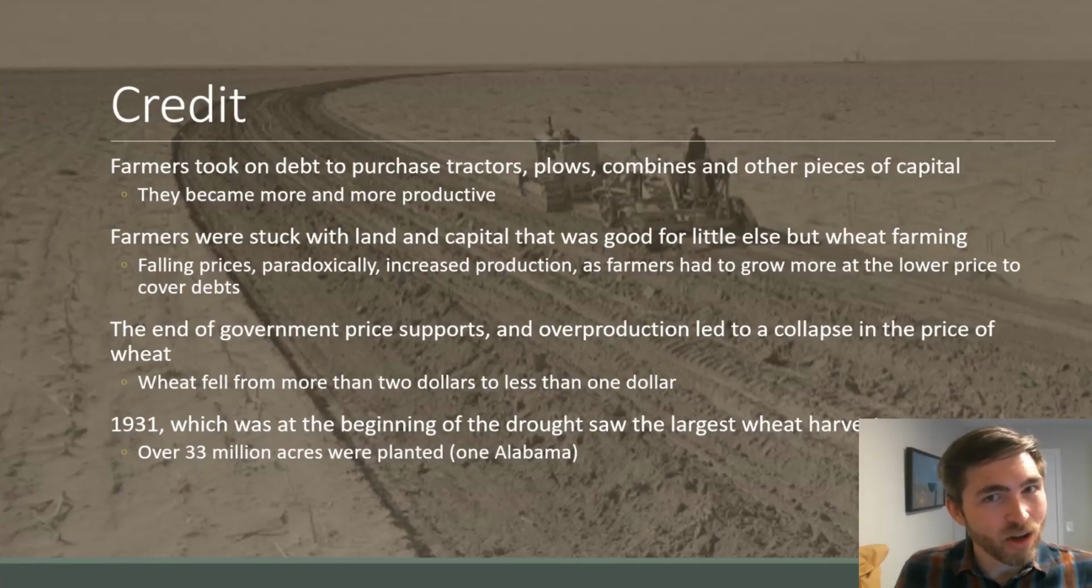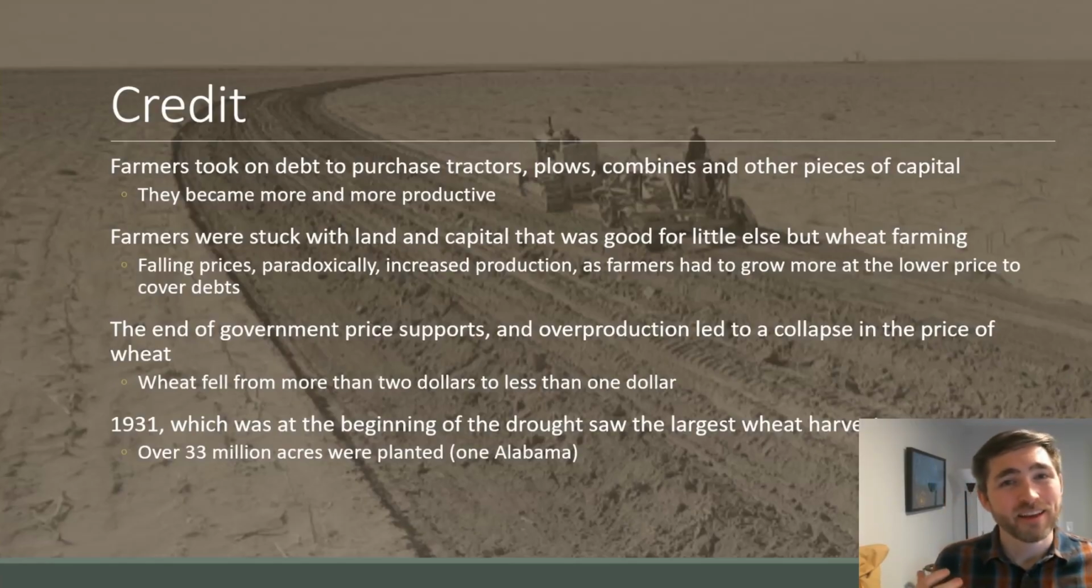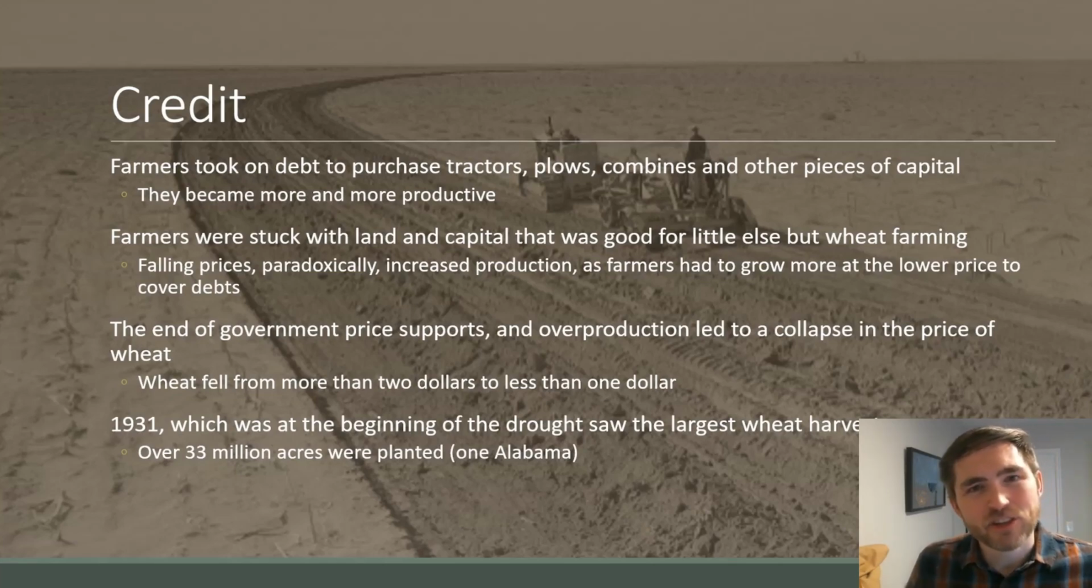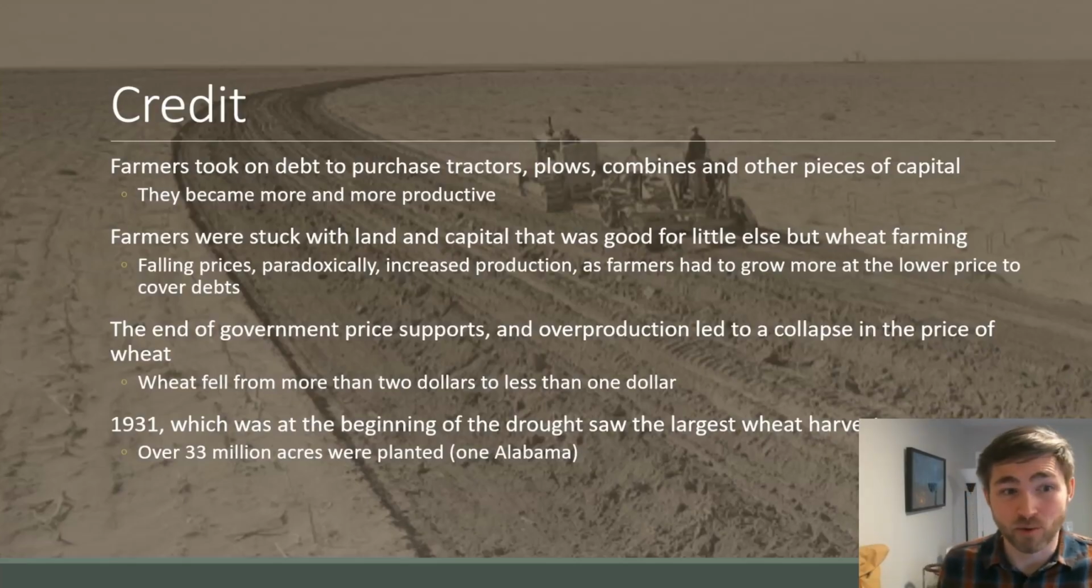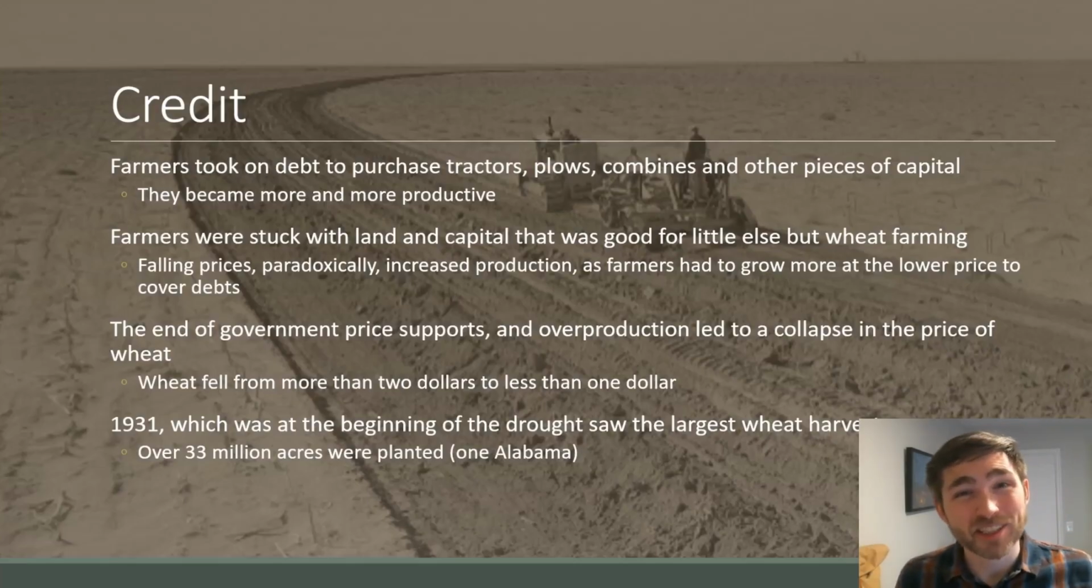And all of these purchases meant a lot of debt. So farmers became much more productive, but indebted. And eventually, the First World War ended, those price supports declined, but farmers were still stuck with the land and capital that was good for little else but farming wheat.